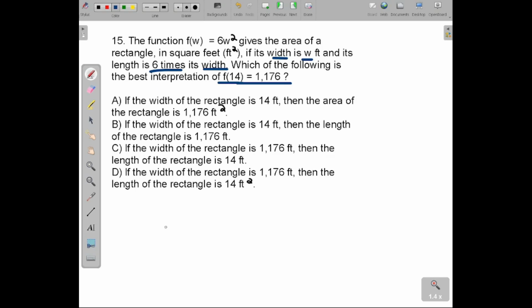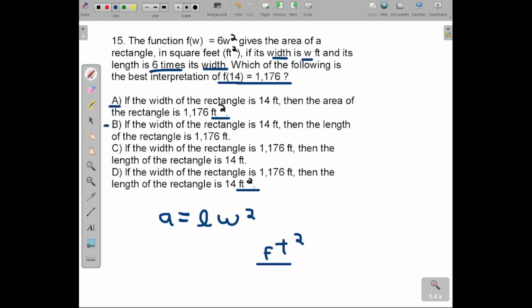So from this we can see that it is the formula of the area, which is equal to length times width squared. The answer of an area is in units squared, in this case feet squared. So it could be this. So this function means that if the width is equal to 14, then the area is equal to 1176. Which seems to be A.